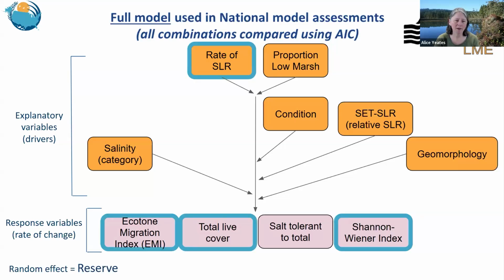So we're talking about sea level rise in this trend. And so for 3 out of the 4 models that we created, you can see in the boxes down below, had sea level rise as a main explanatory variable in the best model selected. And I forgot to mention, we do have reserve as a random effect. Next.